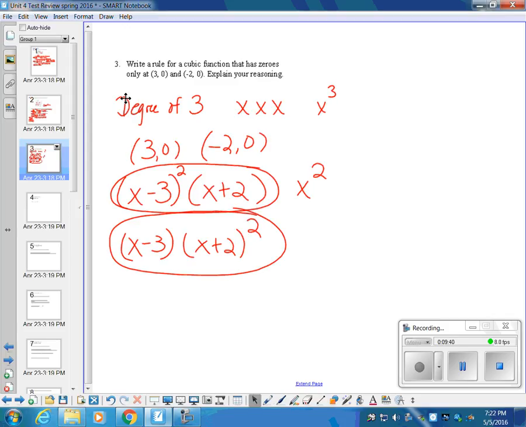You just go back and get the factors from (3, 0) and (-2, 0). But because it's not a quadratic, it's not squared, it's cubic, it's degree 3, you've got to square one of these to get your 3 x's.